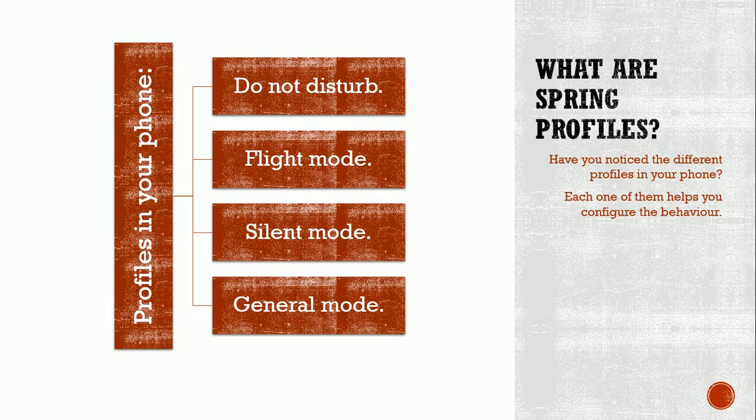phone, such as do not disturb, flight mode, silent mode, the general mode. In each of these modes, the behavior of your phone is different. For example, in do not disturb, you're not alerted about the notifications. In the flight mode, you are disconnected from the network. In general mode, your phone would just behave normally. So what you're doing in each of these cases is configuring the behavior of your phone. That is exactly what Spring Profiles helps us in doing. It helps us configure the behavior of our application.